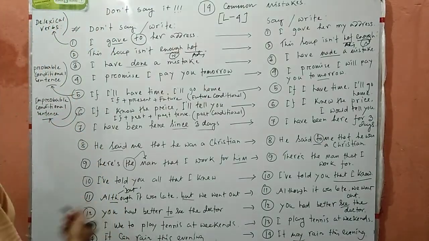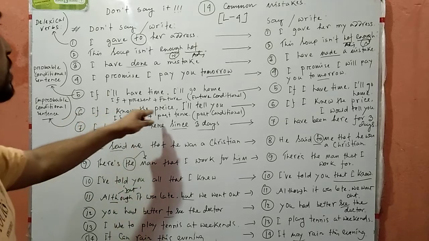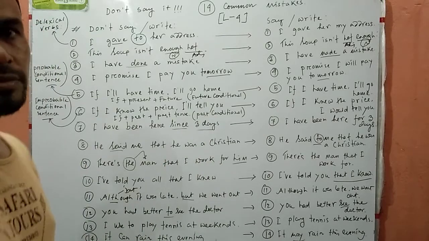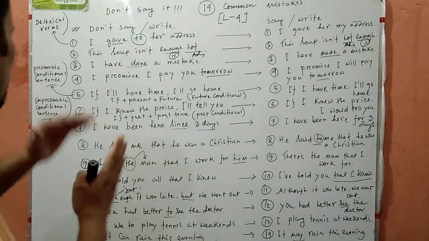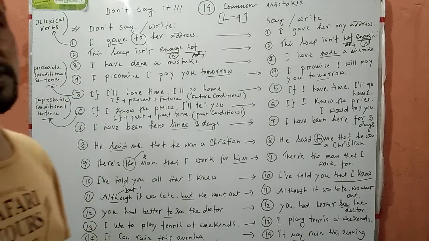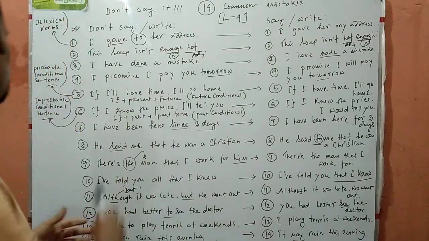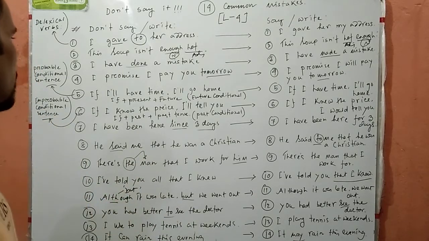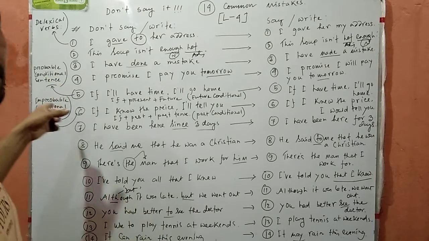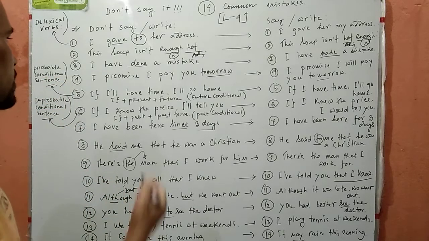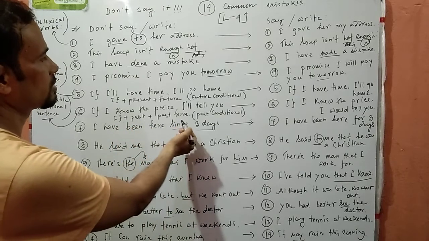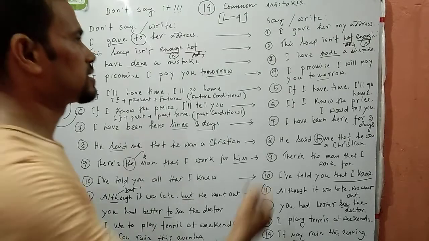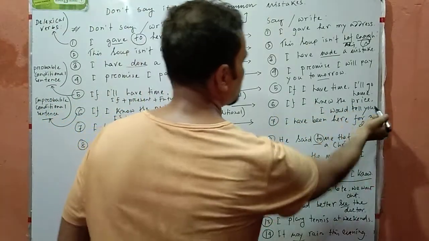So next sentence, if I know the price, I'll tell you. This sentence is correct in case of a probable conditional sentence, but in case of an improbable conditional sentence, this sentence is not correct. So in case of an improbable conditional sentence, we use this structure: if plus past tense, we could say past conditional. So the correct sentence is, if I knew the price, I would tell you.